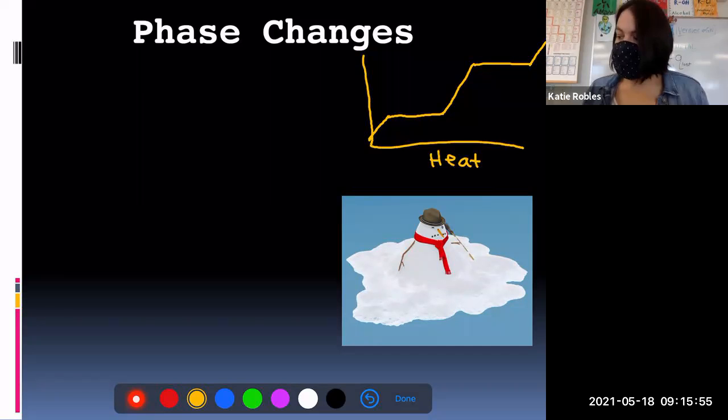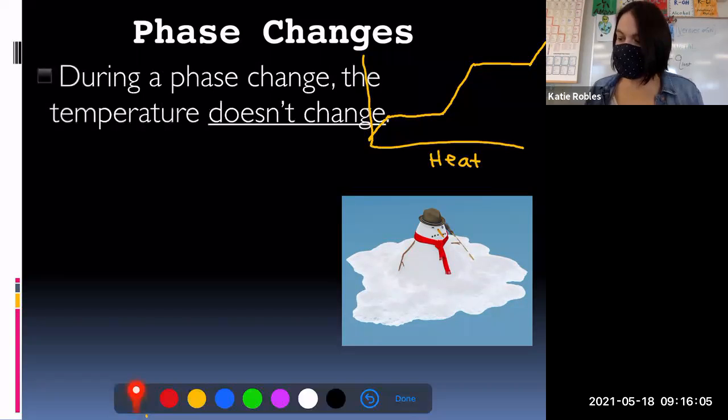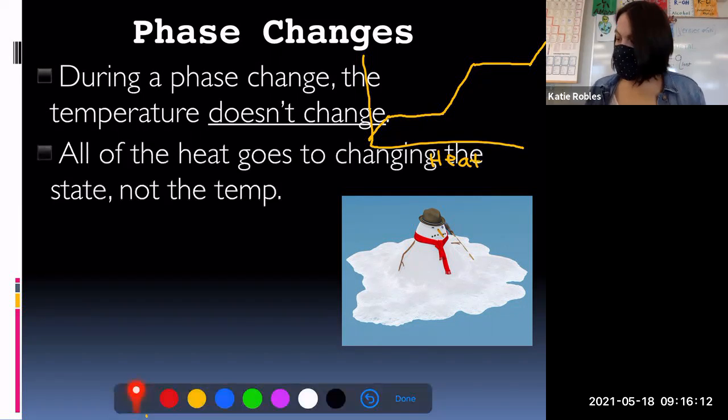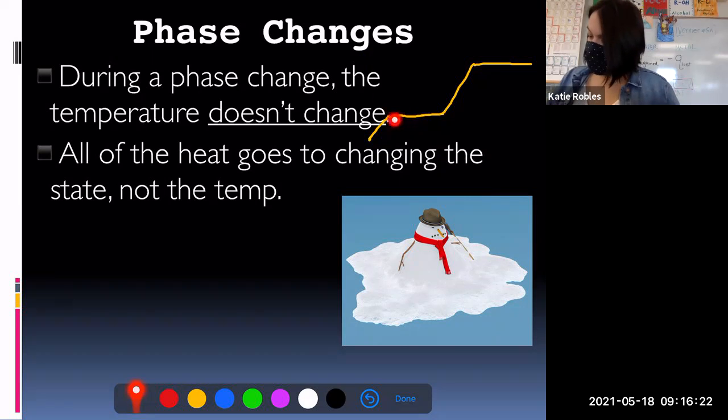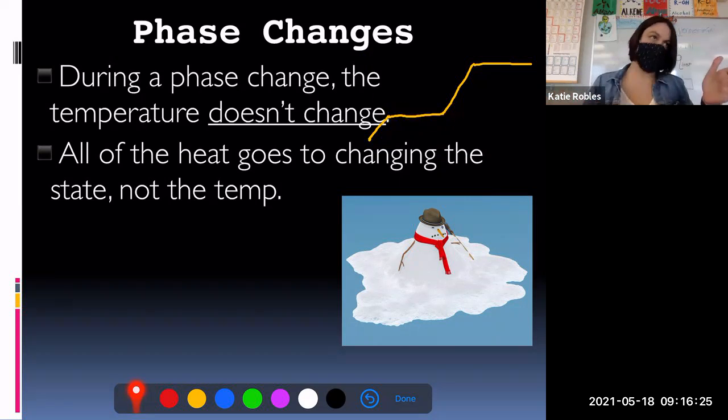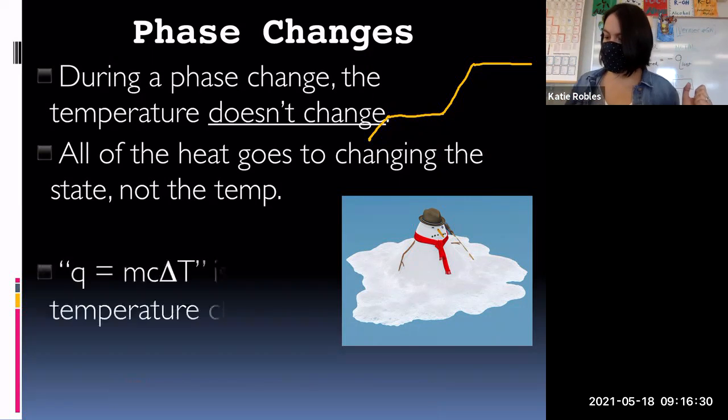So this graph becomes important because we need to remind ourselves that during a phase change, there is no temperature change. So during a phase change, the temperature doesn't change. All of the heat goes into changing the states, not the temperature. So that heat goes into turning it from a solid to a liquid, or from a liquid to a gas. All of that heat energy goes into that.